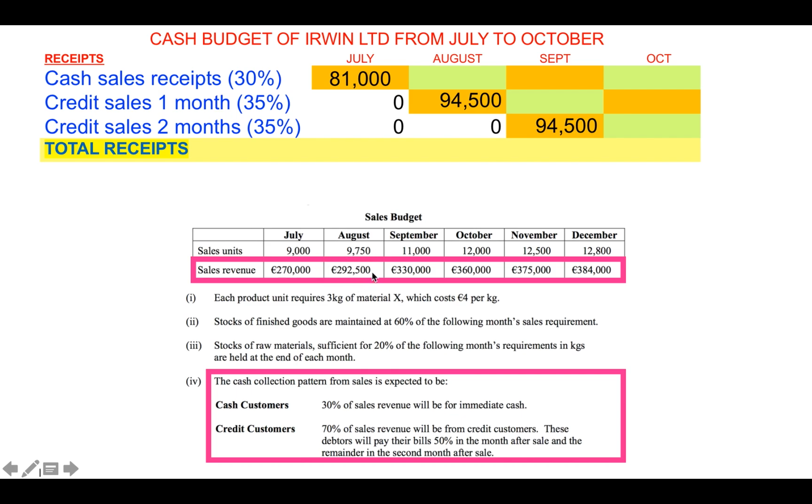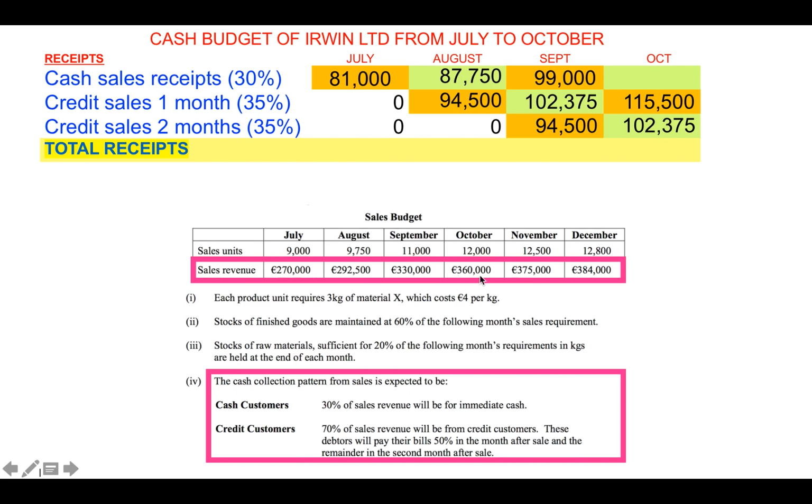August's sales revenue, 292,500. 30% of that is going to be received in August. So 292,500 multiplied by 30%, 87,750. 292,500 multiplied by 35% is going to be received in both September and October. September's 330,000 multiplied by 30% is €99,000. 330,000 multiplied by 35% is 115,500.